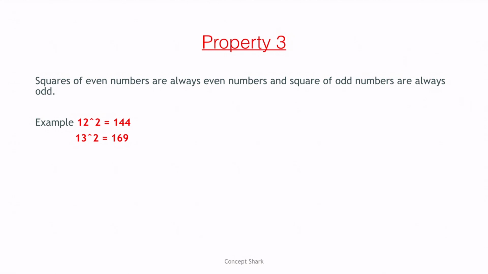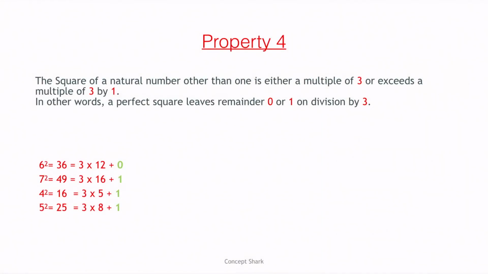From this we can conclude that if we square an even number, we are going to have the result in an even number, and if we square an odd number, the result is going to be an odd number. Property number 4. The square of a natural number other than 1 is either a multiple of 3 or exceeds a multiple of 3 by 1. In other words, a perfect square leaves remainder 0 or 1 on division by 3.